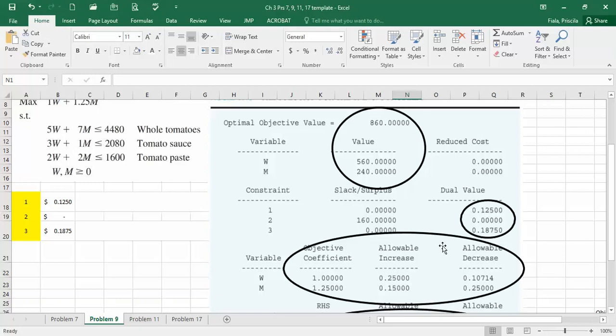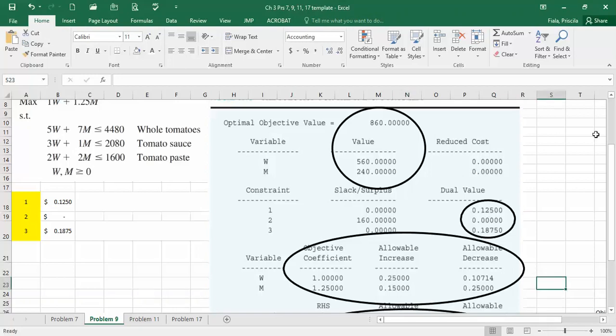Just note that I'm not saying that this value is not going to change. Definitely, if you have an allowable increase of 25 cents and you decide to go with that, and instead of a dollar it is now a dollar 25, well, if you multiply the dollar 25 by the 560, it's not going to be 560, it's going to be higher, and therefore it's going to change this value right here. So it's just telling you how much you can change without having to develop a whole new linear programming, because then you wouldn't have reliable results.